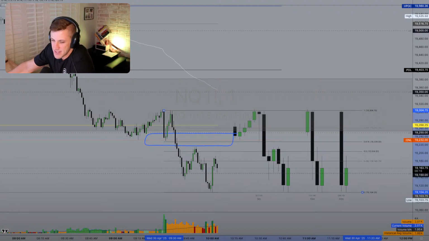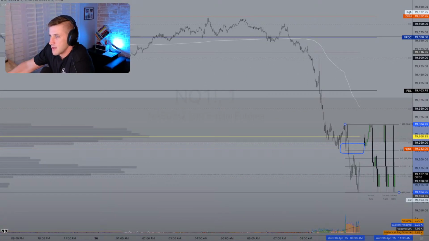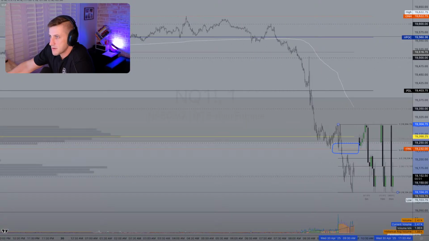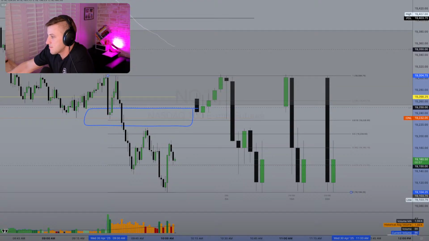So 19150 stays on watch. It's that nearest level of interest. Keeping an eye on the structure here as well. I like to see how we're looking once this volume point of control shifts. Probably going to be in the next couple minutes if price continues to trade in this area.